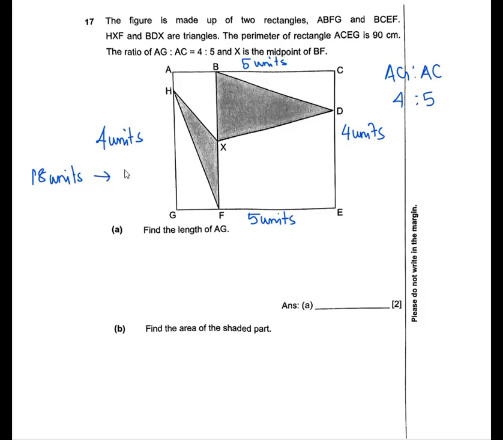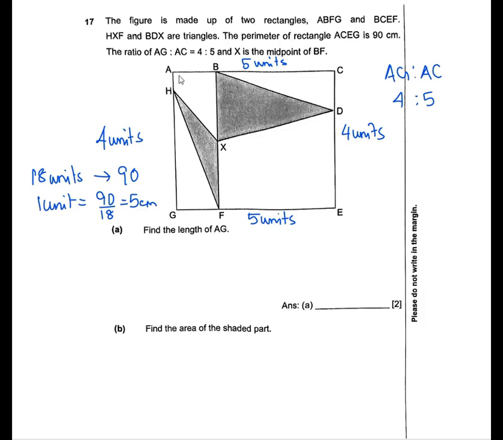So 18 units is equal to 90 centimeters. Now 1 unit is equal to 90 divided by 18. So 18 times 5 gives you 90, so that will be 5 centimeters. So 1 unit is 5 centimeters.